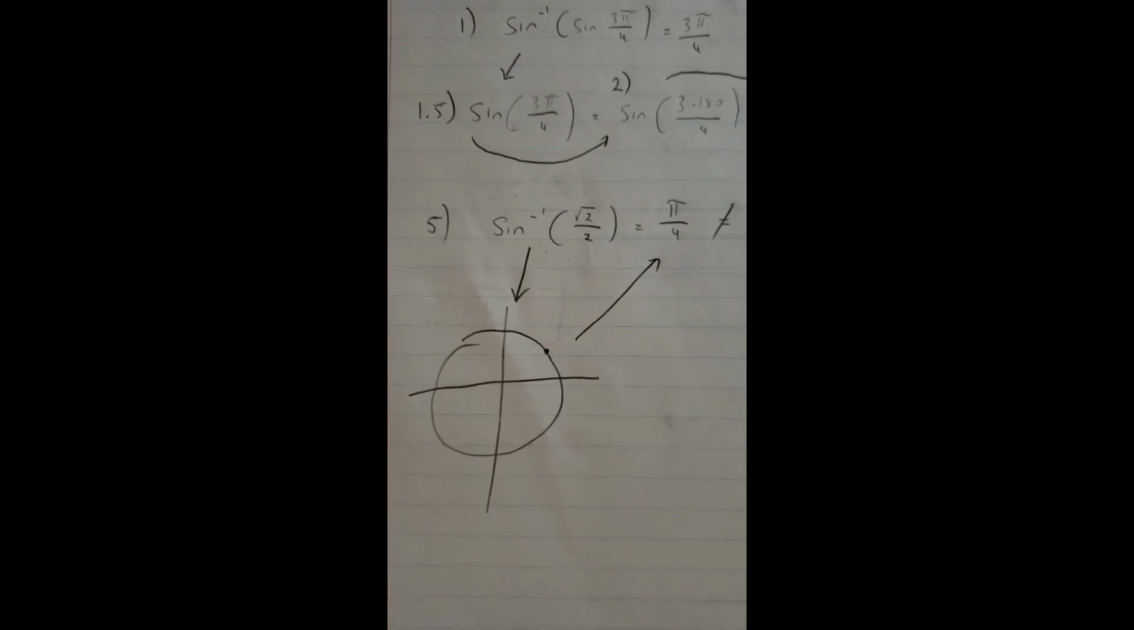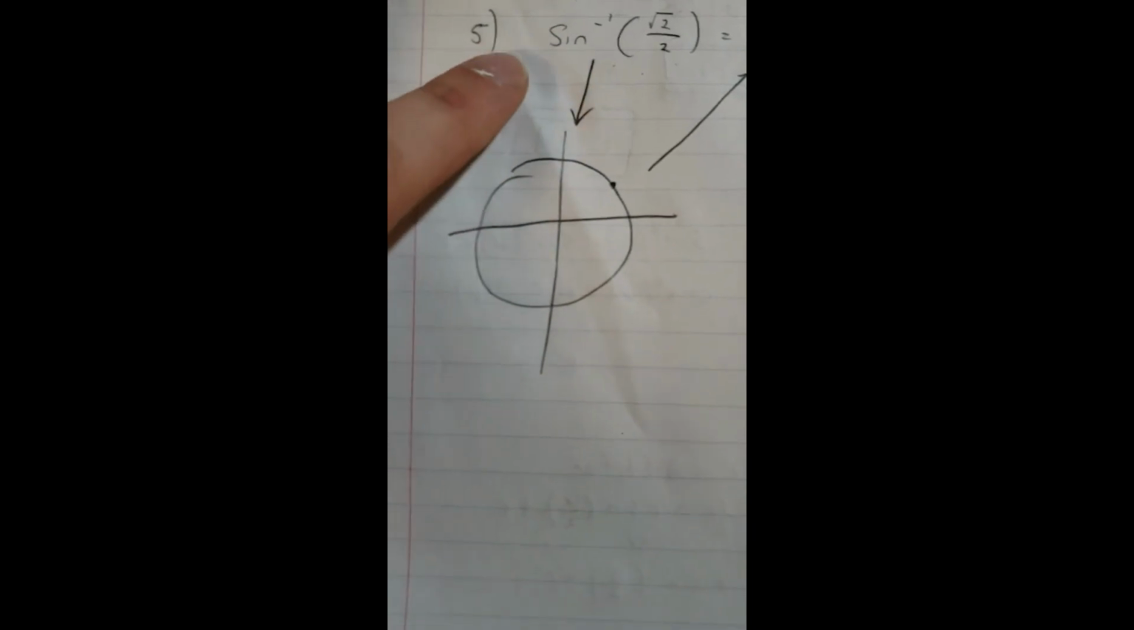And we can see this specifically, arc sine of square root of 2 over 2, by using the unit circle once again, that would be at pi over 4.